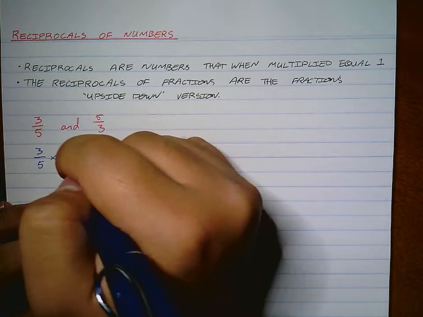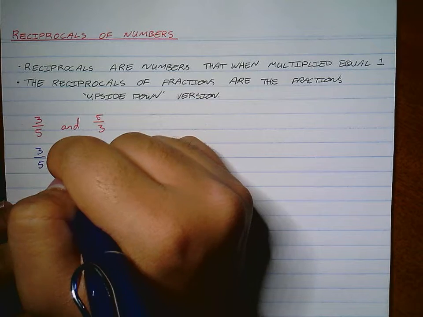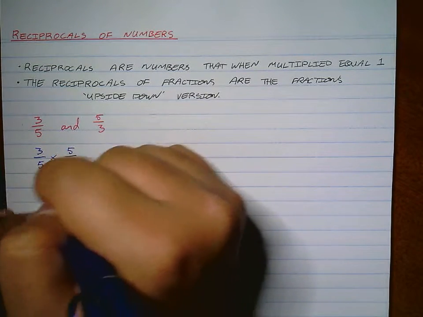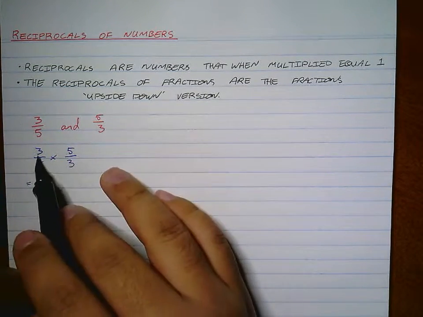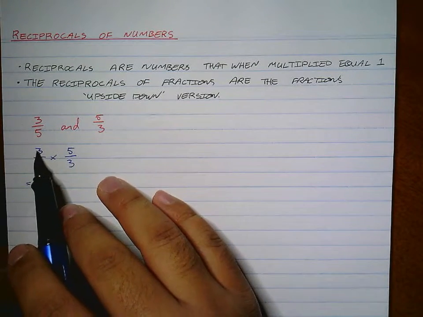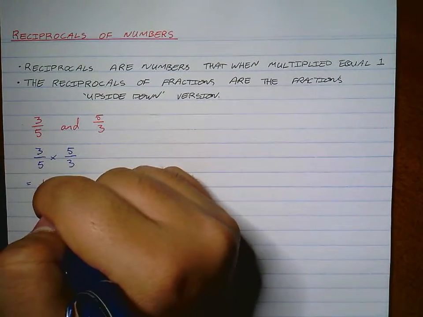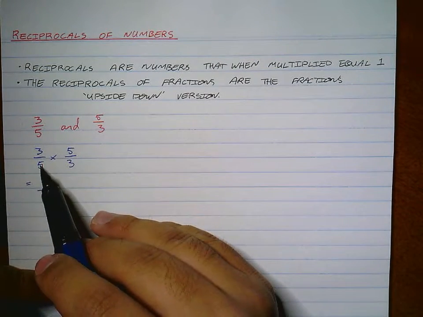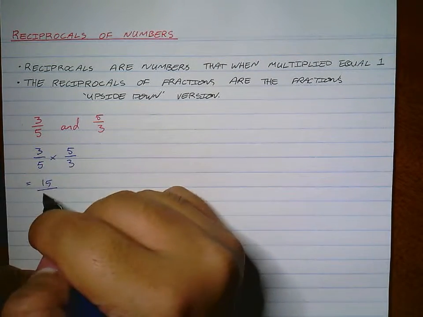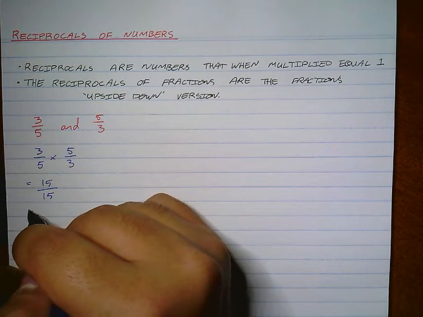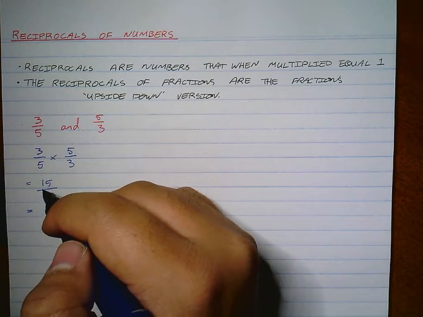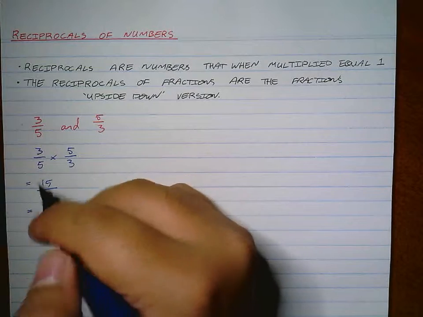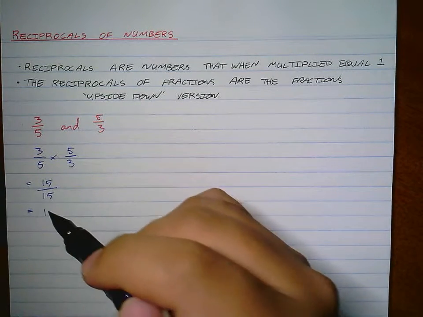3/5 times 5/3, we actually get top times top, or numerator times numerator. 3 times 5 is 15. Denominator times denominator, 5 times 3 is 15. 15/15 is the same as 15 divided by 15, which is 1.